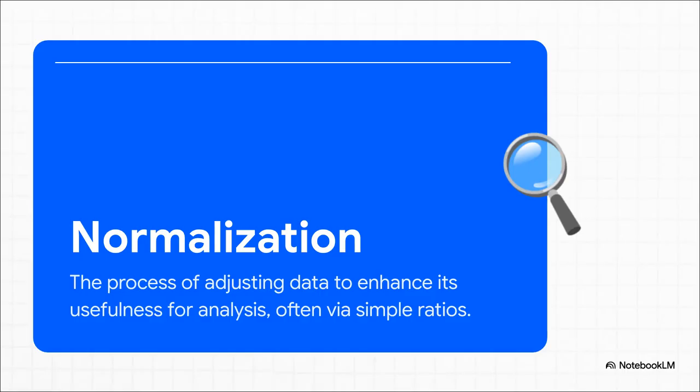So what is it exactly? Well, the official definition calls it a process of adjusting data to make it more useful for analysis. In the real world, this usually means creating simple ratios. We're creating what are often called intensity metrics. You know, things like carbon emissions per $1 million in revenue or water use per widget produced. These intensity metrics are the absolute foundation of good sustainability analysis.